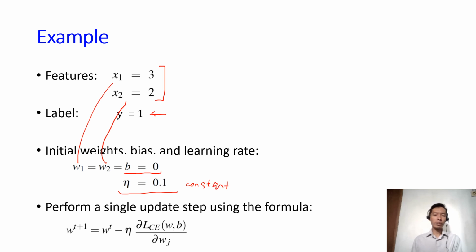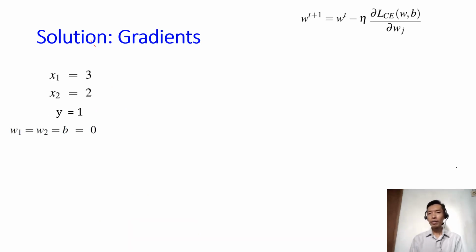What I'm asking in this example is to perform a single update step using this formula. So update the W1, W2, and B using this formula. Remember that this means the old W, this is the constant, and this is the gradient of the loss function with respect to a particular W. So if we look at the formula here, first we need to have this gradient to update the W that we would like to update, right?